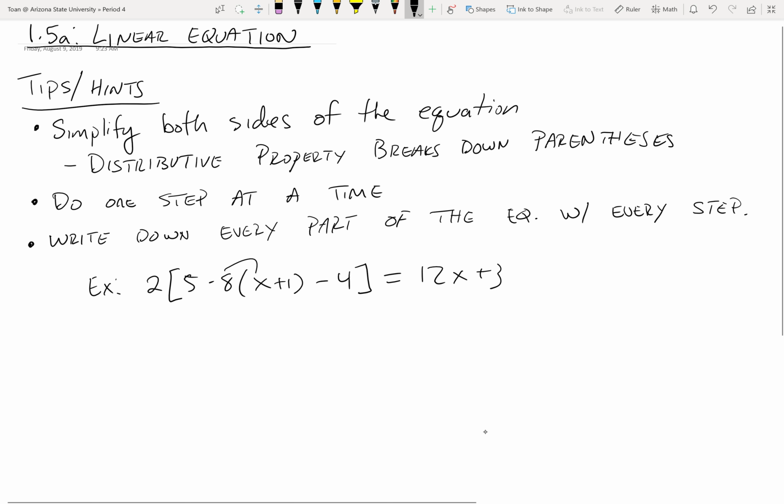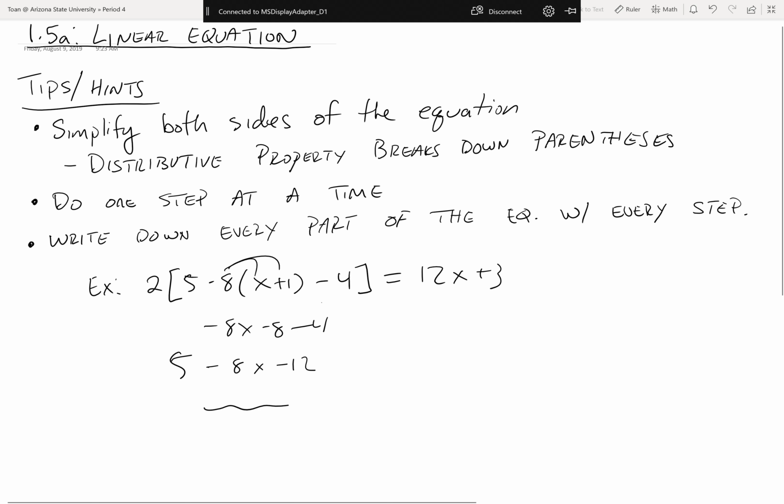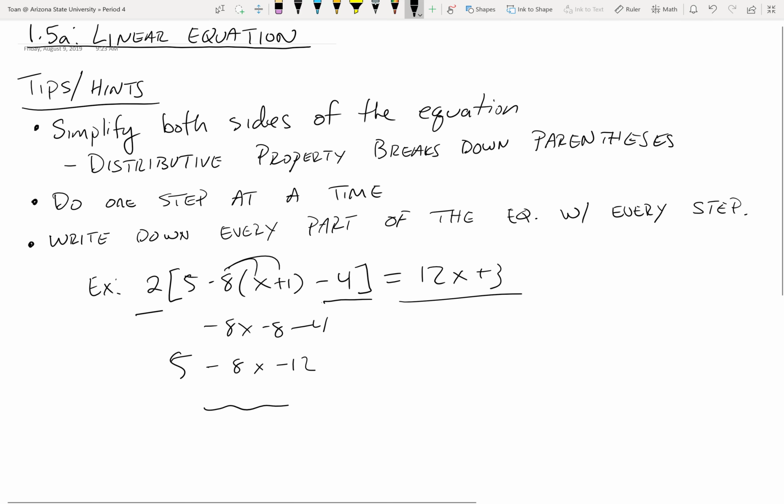I know I'm supposed to distribute here, so it's a negative 8x minus 8. And then I have this minus 4 here, so that's going to be minus 12. But I got this 5 here, and then that's going to be negative 8x, minus 7. Oh, I got to distribute the 2, so I'm going to erase this. And you guys are all over the place. You're focusing on one side, and you completely ignore these parts of the equation.